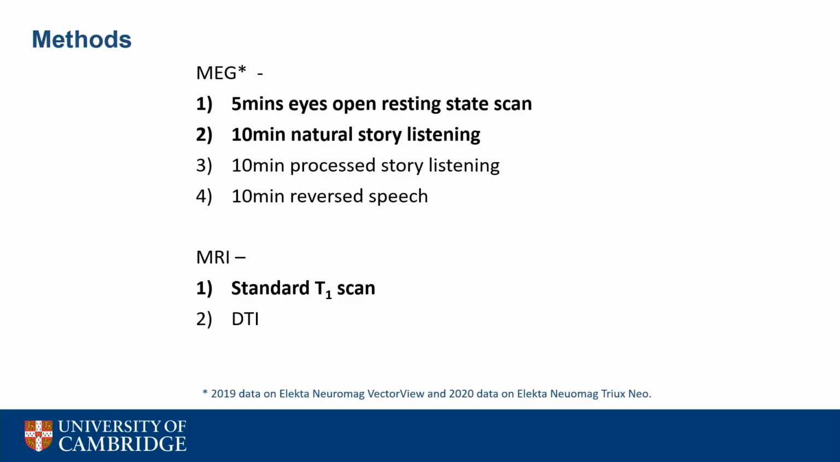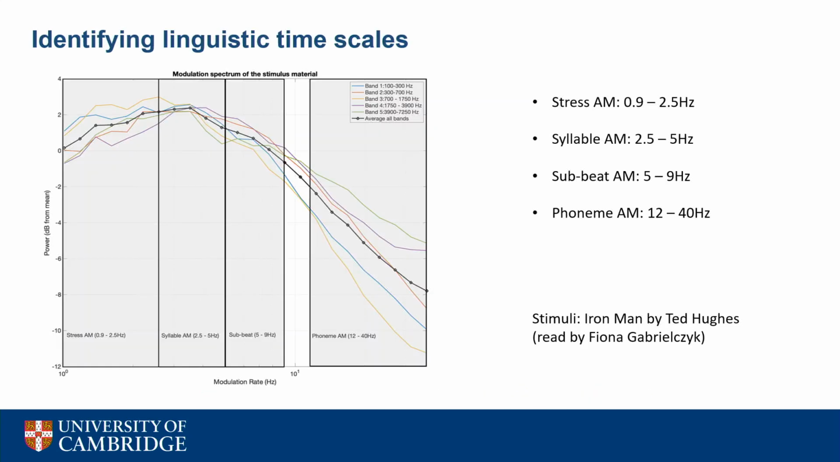So we do a large battery of tests when participants come to our lab. We do a resting state scan with MEG, a naturalistic story listening paradigm, and then they do a few more experiments. We also acquire structural data. But for just the purpose of this talk, I'm only going to be talking about the resting state scan and the story listening paradigm. And we obviously use the anatomical data because we need it for source localization. It's a 10 minute naturalistic story listening paradigm. It's a children's story called The Iron Man by Ted Hughes, Sylvia Plath's husband.